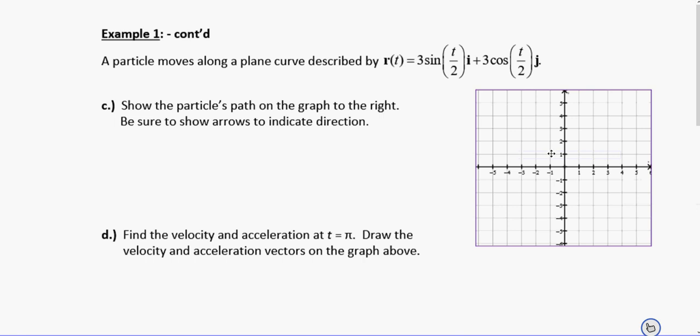So we're going to graph that path. I think we already know the answer. Sorry for ruining it for you, but we're going to go ahead and make a t, x, y table.